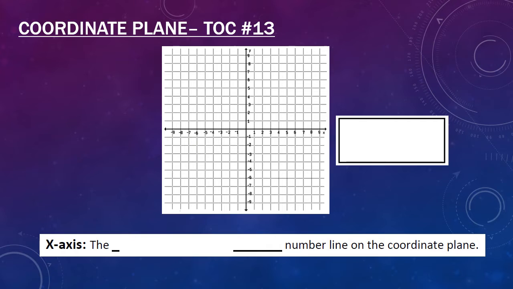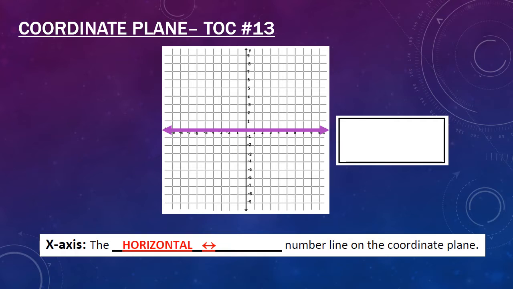Our next word is called the x-axis, and this is the horizontal number line on the coordinate plane. Now, horizontal means it's the same base word as horizon. So if you've ever been to the ocean front or the beach front and you look out and you see the horizon, that's the horizontal line where the water and the skyline meet. So that is the horizon. Horizontal means side to side.